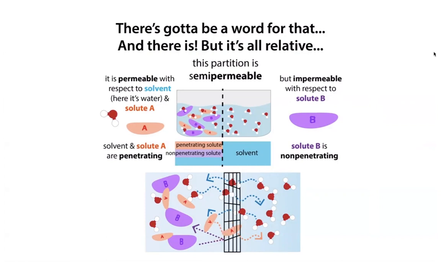And then if we think about things from the membrane's perspective, it would be permeable to things that are penetrating and impermeable to things that are non-penetrating. So those are just a couple of the terms that we can use to describe what can and can't get through a membrane. And so now let's talk about why things can and can't get through membranes.